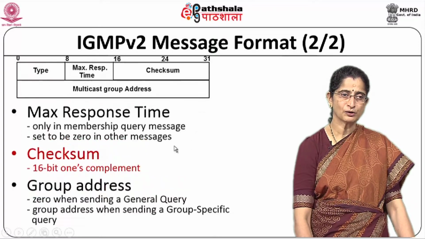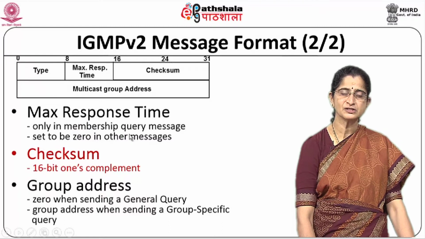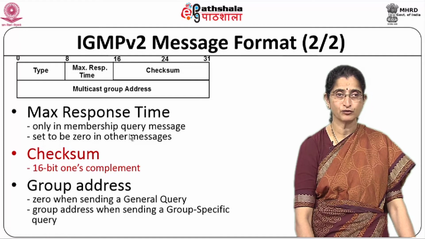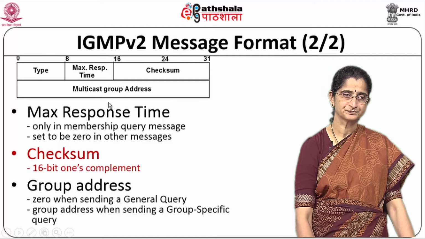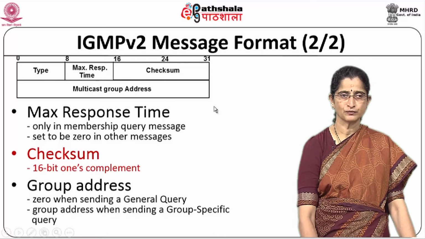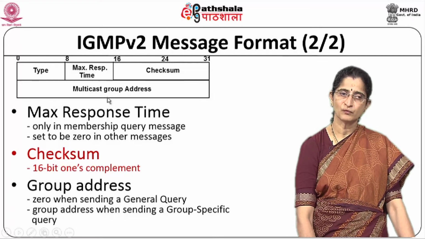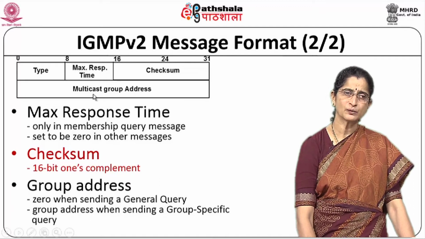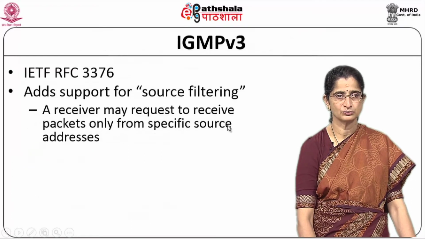Now, this maximum response time, we saw that that will be used whenever you have a membership query message. Basically, it is the amount of time the router is expecting to wait before it expects a response, and it will be set to 0 in other messages. Checksum is your normal 16 bit ones complement checksum that we are so familiar with by now, and this multicast group address is used whenever you are sending a group specific query. The address that you are looking for will be specified here. For a general query, this value is set to all zeros. So, this is essentially how IGMP V2 works.